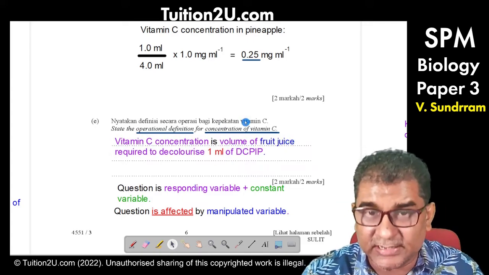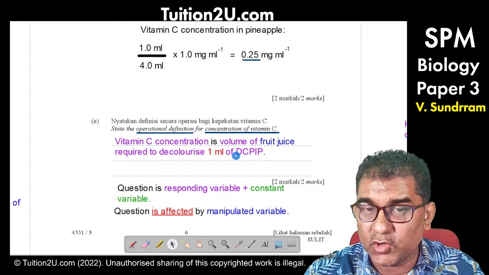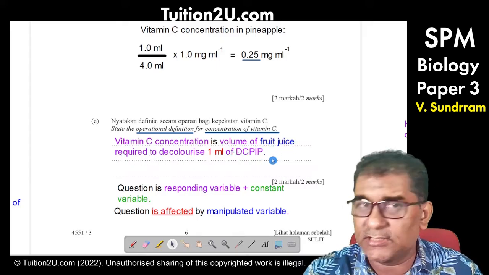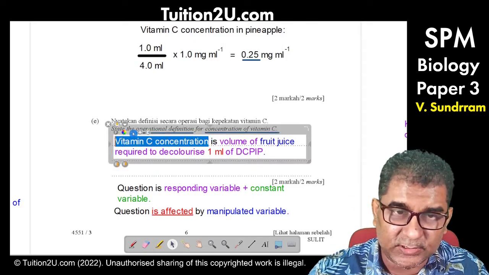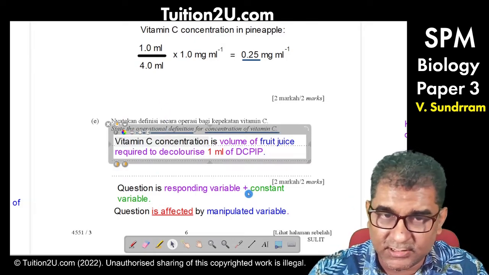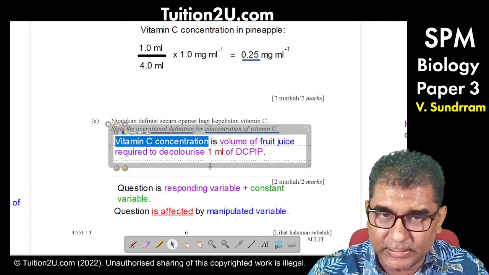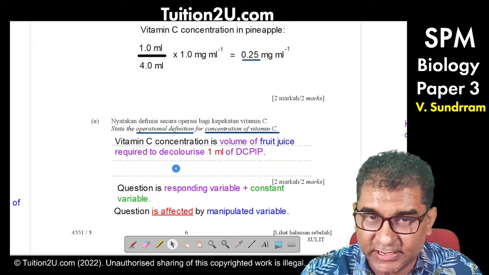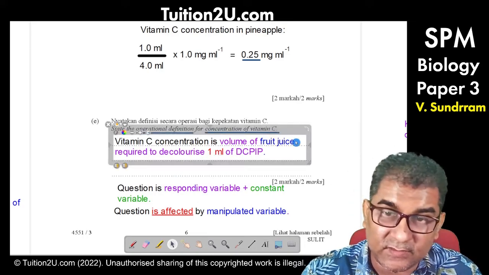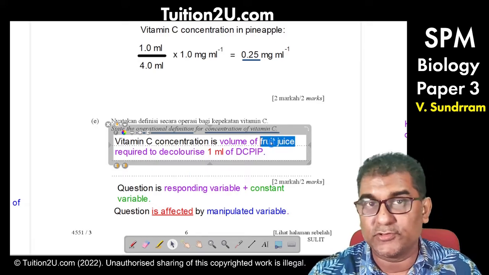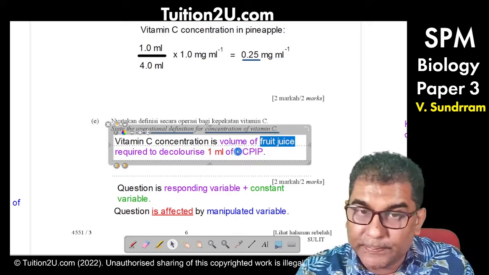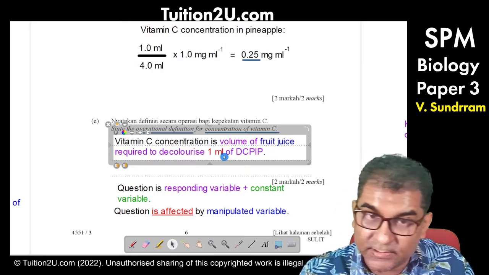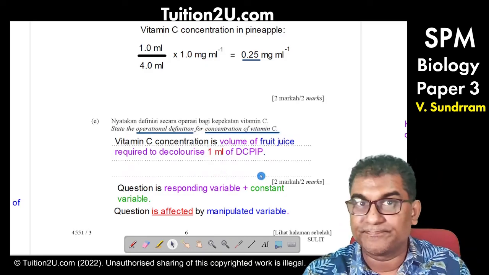Vitamin C concentration, that is the question, is volume of fruit juice required to decolorize 1 ml of DCPIP. Maybe I change this because this is the question, so I change it into black color. What's in purple is responding variable. What's in red is manipulated variable. I even have constant variable, which is the fruit juice. I repeat, purple color responding variable, blue color manipulated variable, red color constant variable.